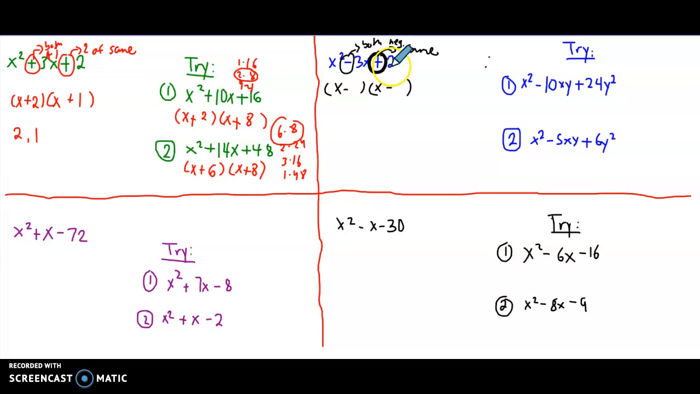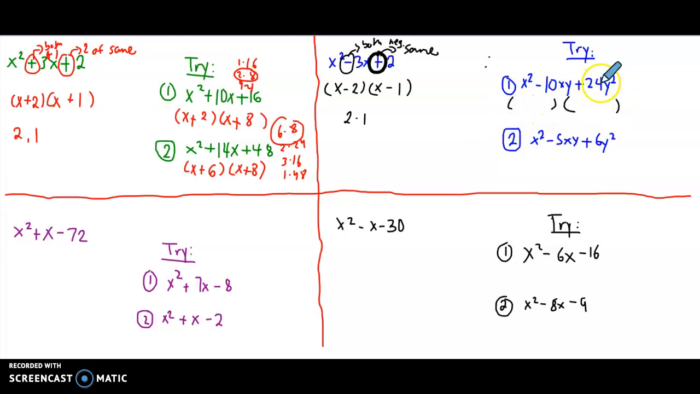I want the sum to be 2. I'm sorry, the product to be 2. So the only way to get a product of 2 is 2 times 1. And they're both negatives. And negative 2 plus negative 1 is negative 3. So because they're both negatives, it doesn't matter which one you put first. Do FOIL to verify that you are correct.